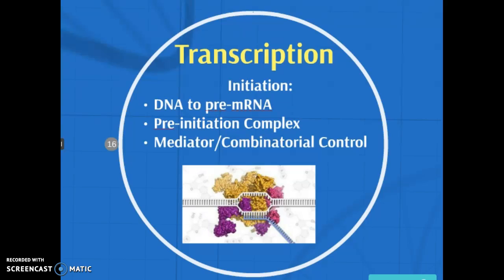The goal of transcription is to get from DNA to pre-mRNA. We're going to discuss the pre-initiation complex and how it is used in transcription, along with the mediator complex and combinatorial control.